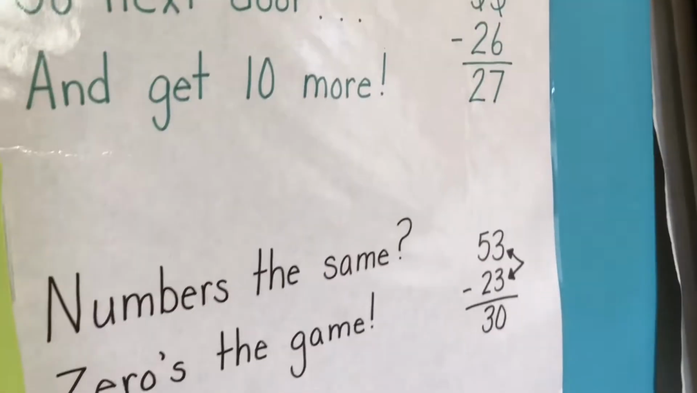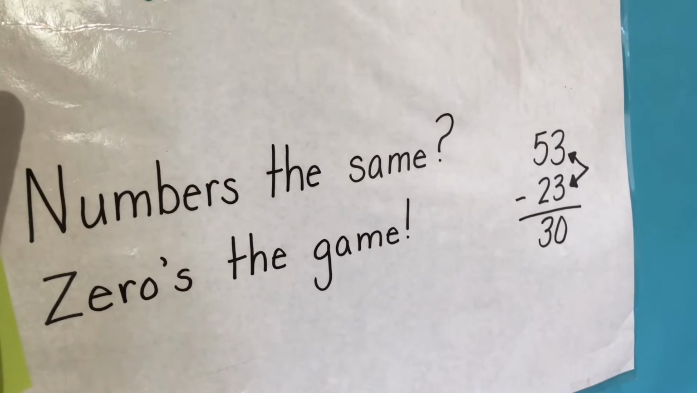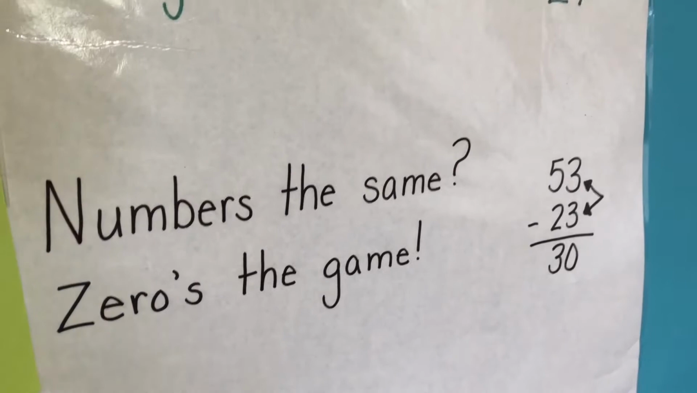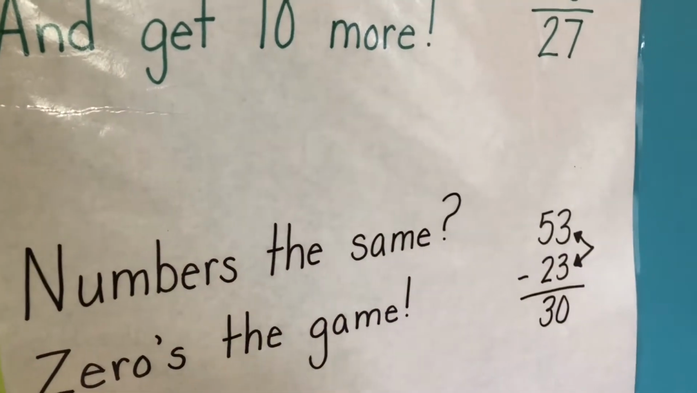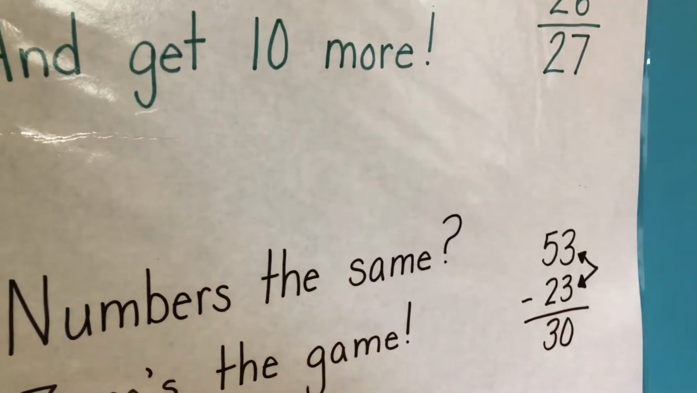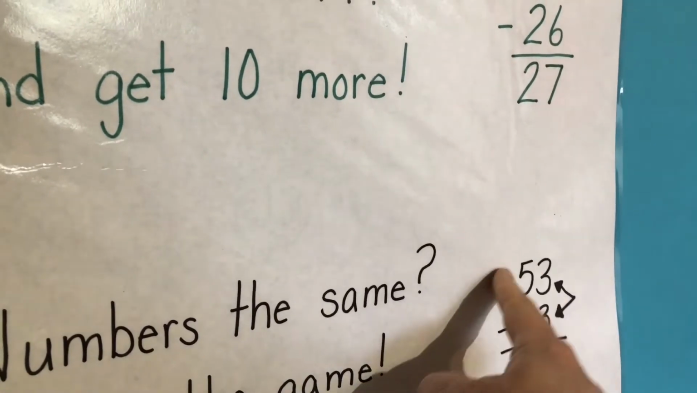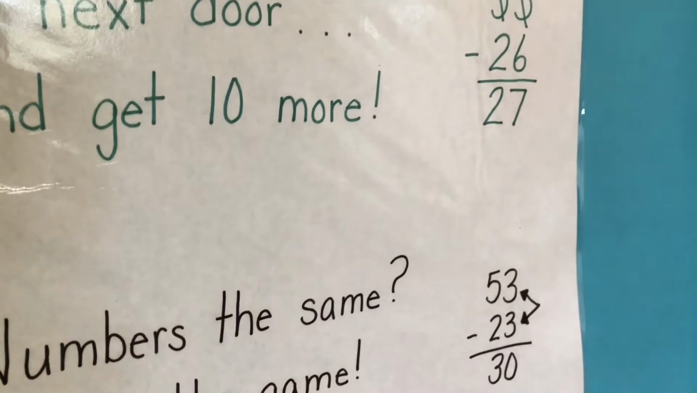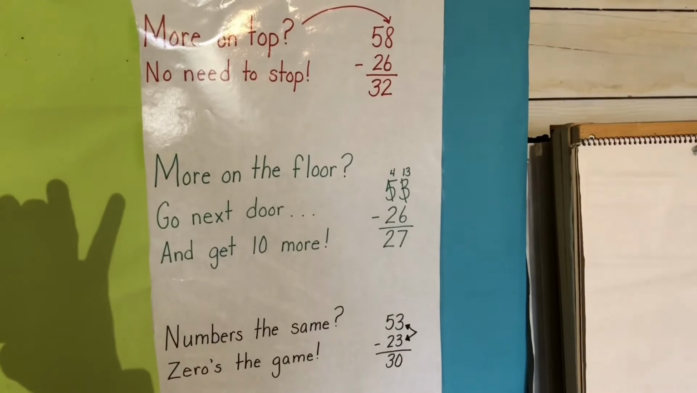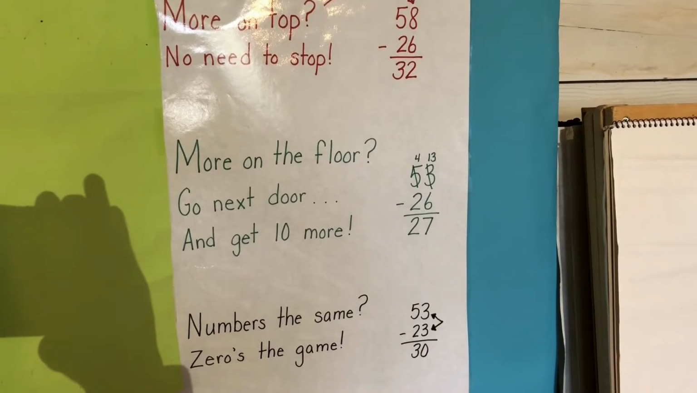Okay, and now there's sometimes when there's not more on the top or more on the floor. It's the same exact number. And so what I will do in that case is say this poem. Numbers the same, zeros the game. 3 minus 3 equals 0. And then I come to the tens and I look and see more on the top, no need to stop. 5 minus 2 equals 3. So if you can remember this poem to help you every time you are subtracting, then you'll be all set to go. So let's go and practice some.